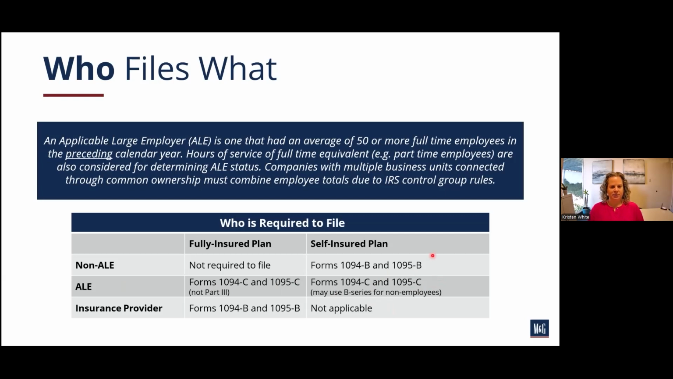Okay, we're still on self-funded. If you are a small employer, so not an ALE, again, the carrier is not going to do anything, so you need to file those B series forms. I'm throwing out lots of letters and numbers. The B series is somewhat of a simpler version of the C series, so a little bit easier than what those ALE folks have to do. For non-ALE, you're not required to offer coverage, but if you do, if you have any covered individuals, then that needs to be reported. Okay, that's who files what.